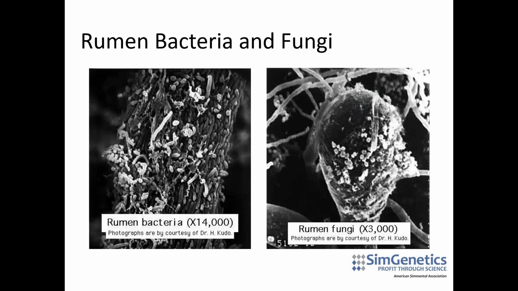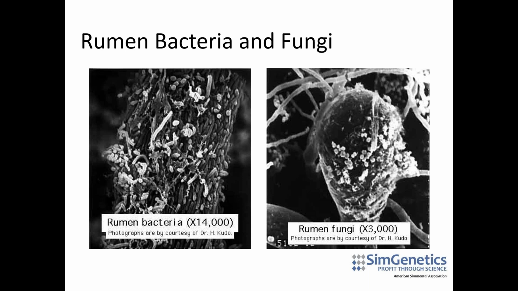So I told you a little bit about these really cool microorganisms that are in the rumen. There are 3 different broad categories, and the first 2 are here: bacteria and fungi. On the left-hand side, we've got rumen bacteria magnified by 14,000 times. We need pretty fancy equipment. Just a regular microscope like you might have in your science lab at school is not going to cut it when it comes to seeing rumen bacteria.